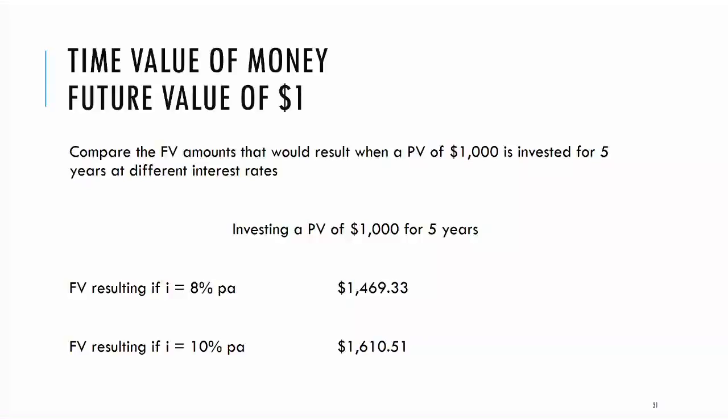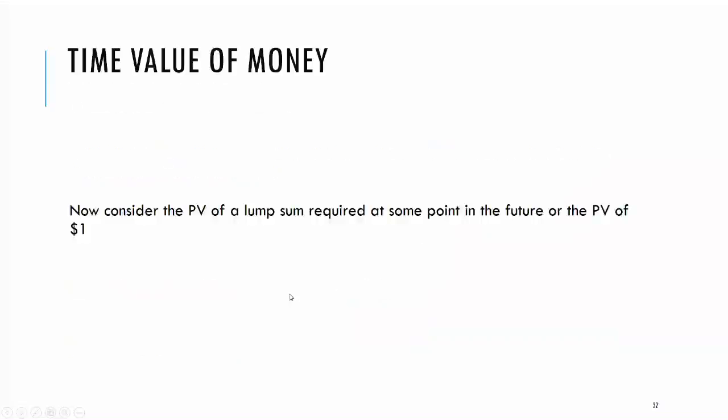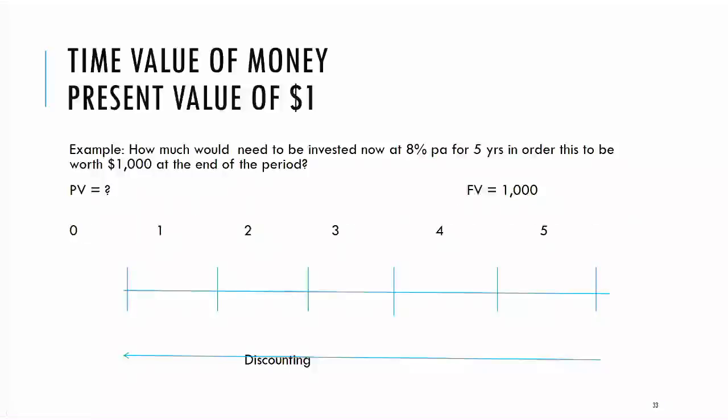The interest rate makes a difference. For the same amount, $1,000 over 5 years, 8% gives you 1,469, and 10% gives you 1,610. When you do the discounting, the same thing happens the other way around. That's what I'm going to show here. Now it's discounting.